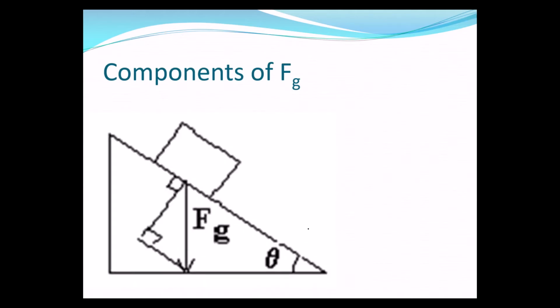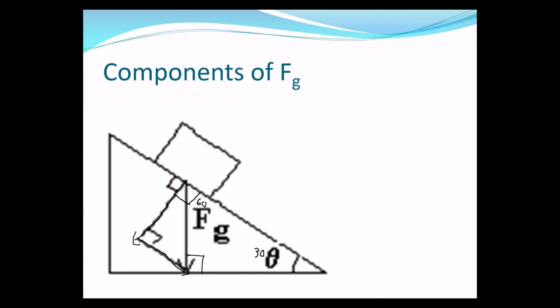What makes it tricky is we're always given the angle of the incline, but we want to break FG into this component and this component. So what does this angle equal in here? Well, we know that this is 90 degrees, and we know that this is 90 degrees. So let's just say that if this is 30, then this angle in here has to be 60, because this is 90 degrees, and then that would equal all 180, right?